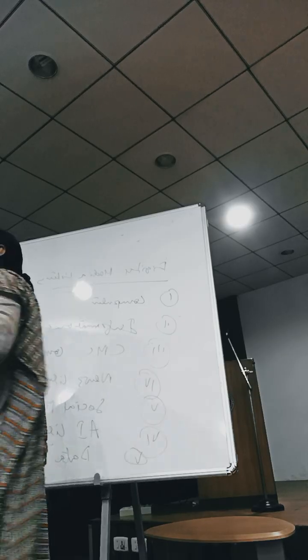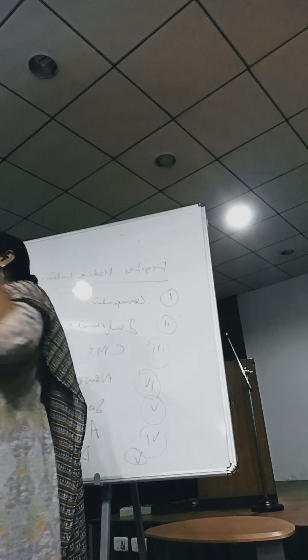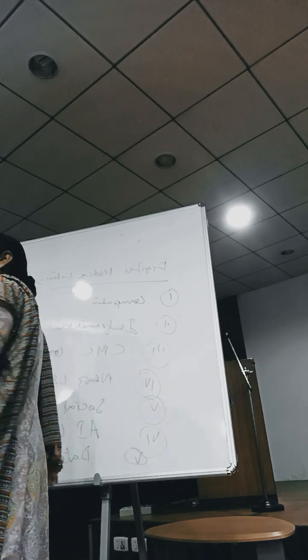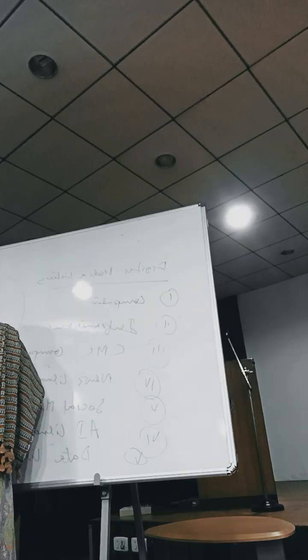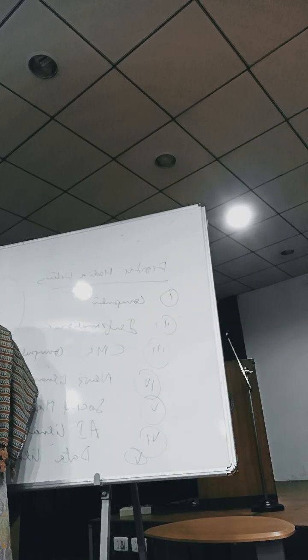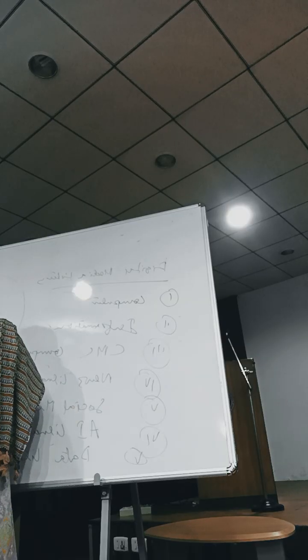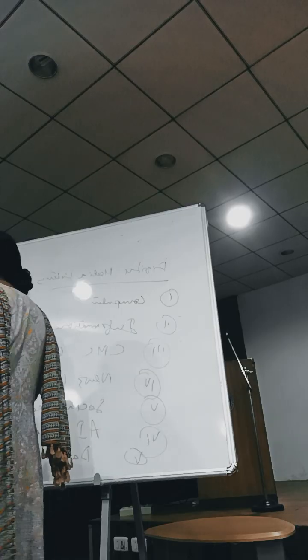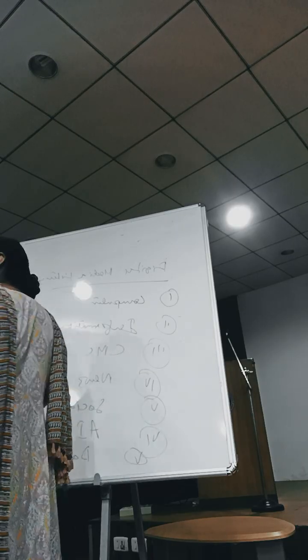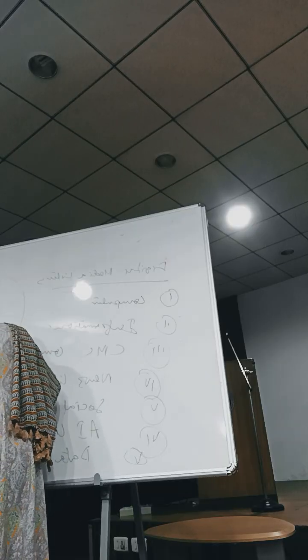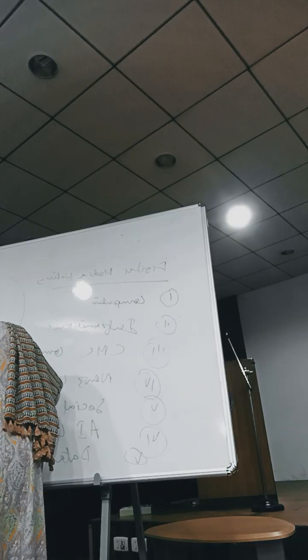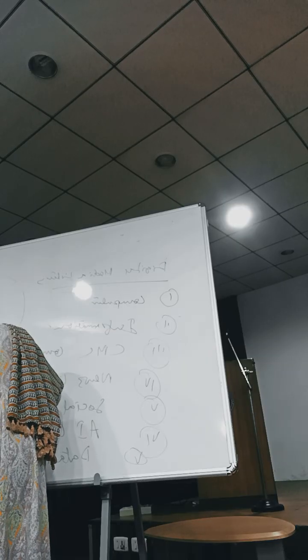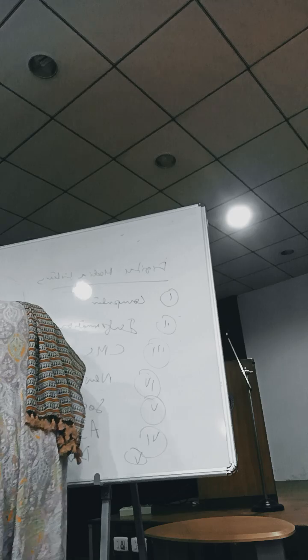We see timeliness. We call timeliness related to newsworthiness. Second thing, we call proximity. Third, recency. Fourth, oddity or weirdness. Fifth, prominence.